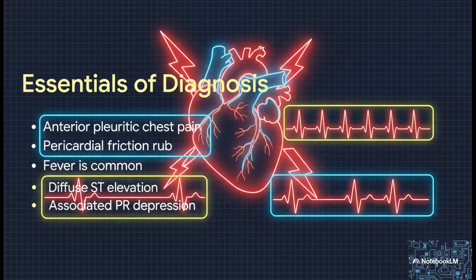So what are the absolute must-knows, the essentials of diagnosis? We're talking about that specific pleuritic chest pain, the one-of-a-kind pericardial friction rub, a possible fever, and of course, those super high-yield ECG changes, diffuse ST elevation and PR depression. We're going to hit every single one of these so they're locked in your brain.